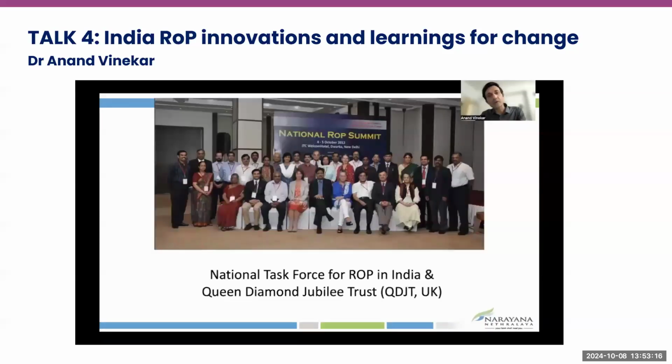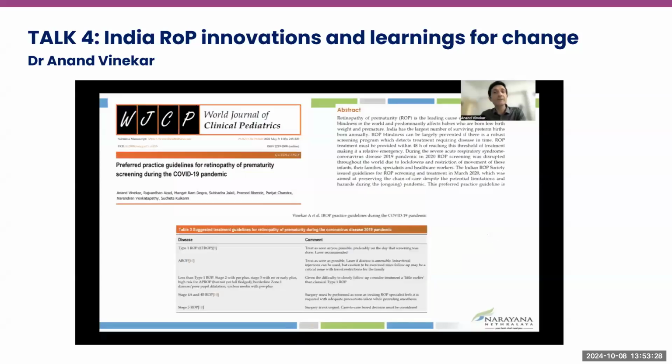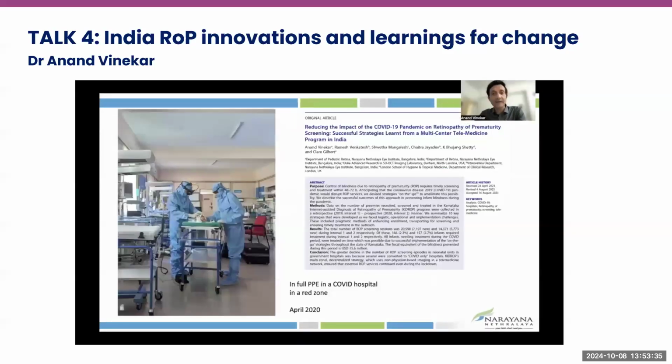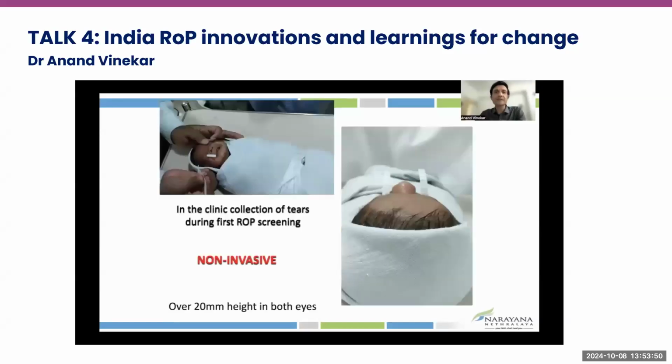We continue to work with stakeholders. This began in 2013 with the constitution of the National Task Force with the help of the Queen's Diamond Jubilee Trust. In 2016, we formed the Indian ROP Society, initiating it with just 8 charter members. We have now grown to about 240. One of the things that we're really proud of is how we managed to modify these screening guidelines during the pandemic, and our own successful outcome in the KidROP, where we were able to continue screening during the pandemic, has been recently published.